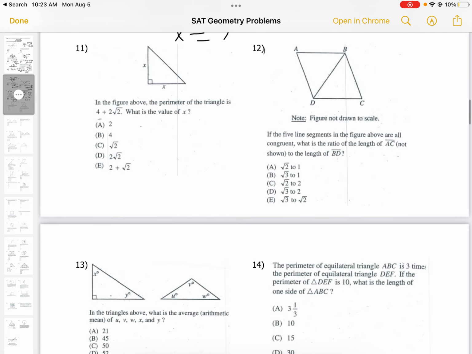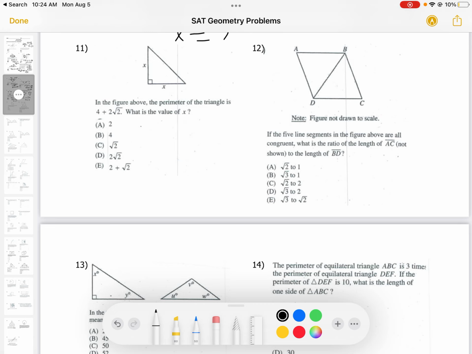Alright. In the figure above, the perimeter of the triangle is 4 plus 2 root 2. What's the value of x? Well, we want to calculate the hypotenuse as well in terms of x. So we have an equation for the perimeter all in terms of x, and then we can solve like that.